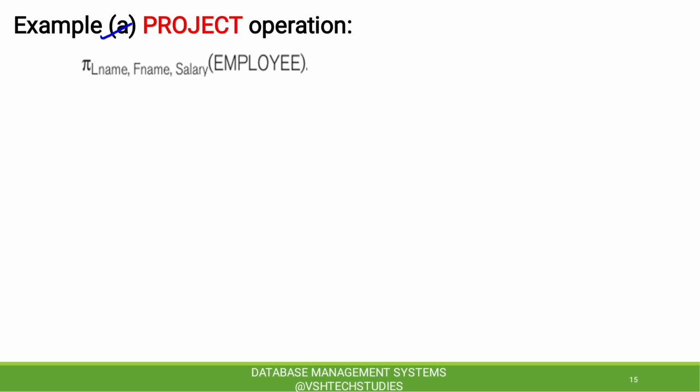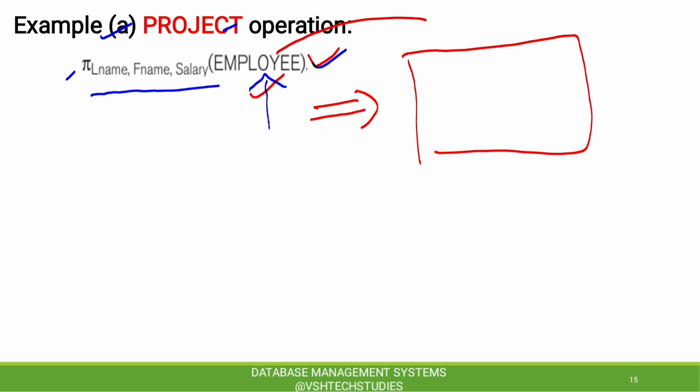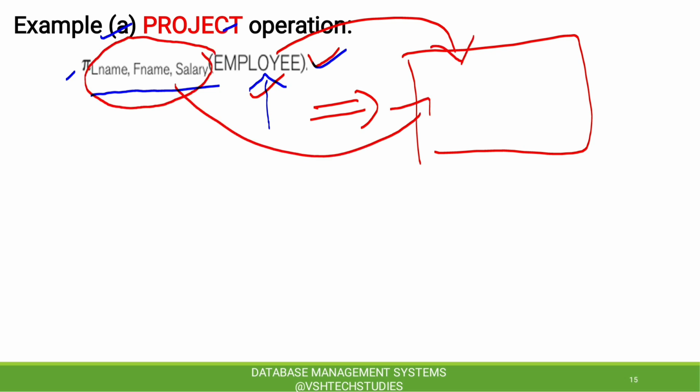So let us take up the first example on project operation in relational algebra of DBMS. This is the relational algebraic expression for project operation. Pi is the symbol used to represent project operation. At the foot, as already mentioned, the list of columns is mentioned and employee is the input relation. So for this operation, if employee is the input relation, the output relation will have all the rows of the employee relation, but only these three mentioned columns.